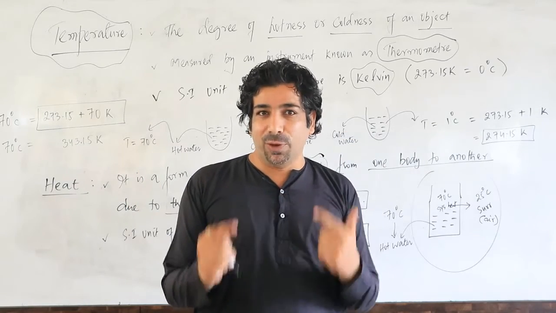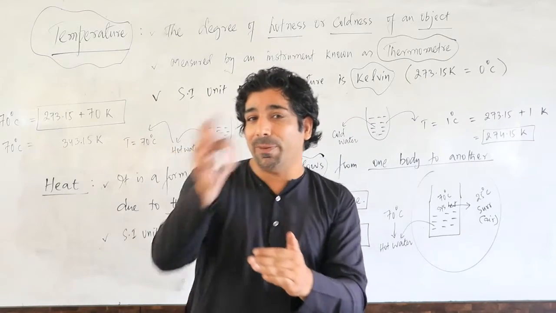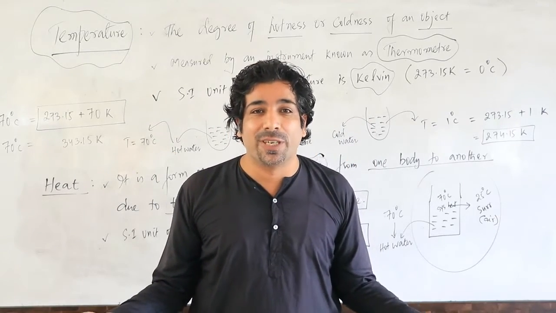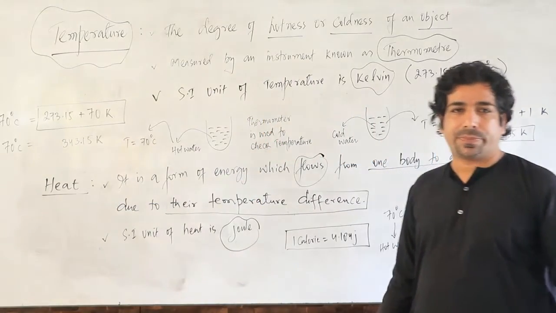So the net flow of heat will be taken as what? 0, because it's flowing from A to B and B to A. So the net flow of heat is 0. So remember that particular thing, my dear friends. Please make note of this.